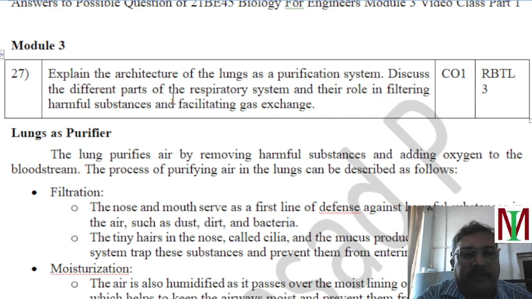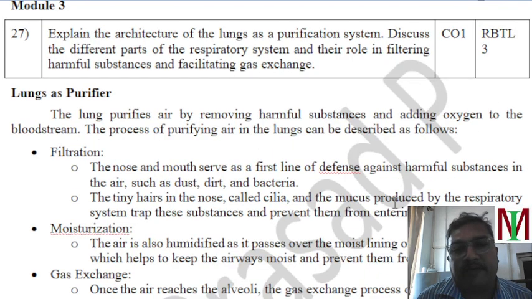Explain the architecture of the lungs and purification system. Discuss the different parts of respiratory system and their role in filtering harmful substances and facilitating gas exchange. Okay, so this can be connected to course outcome 1 with a level of 3. The question can be considered as revised Bloom's taxonomy level 3.